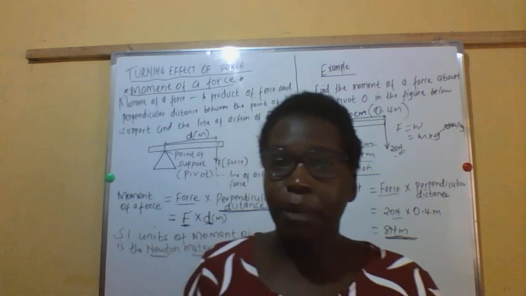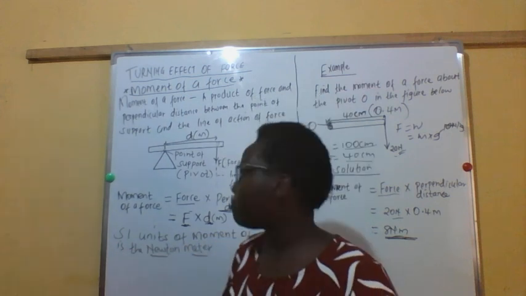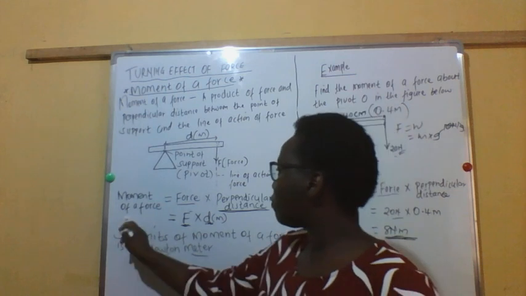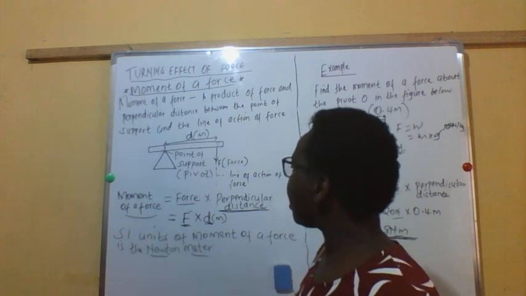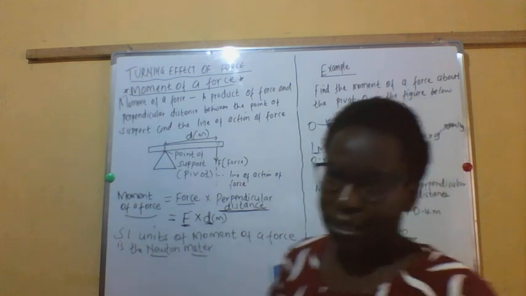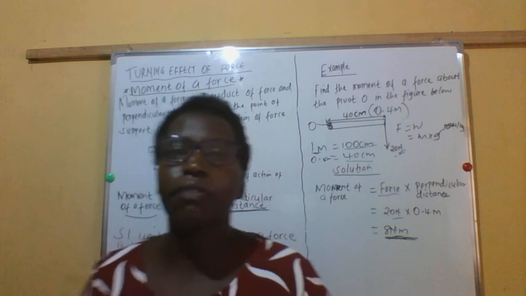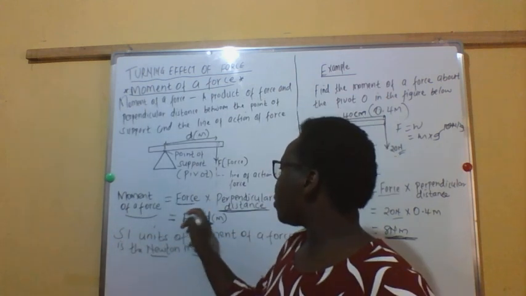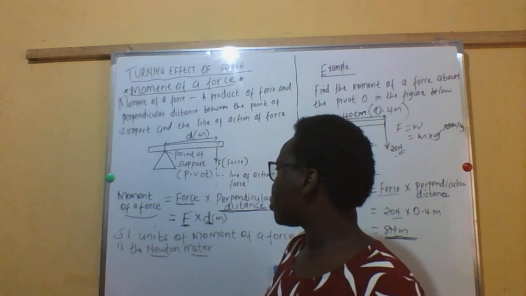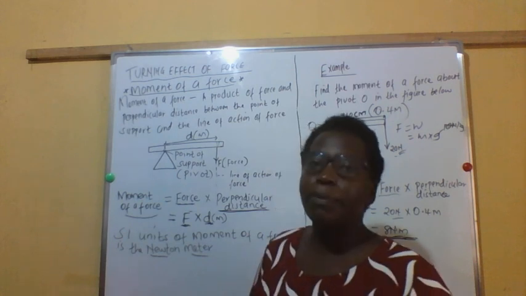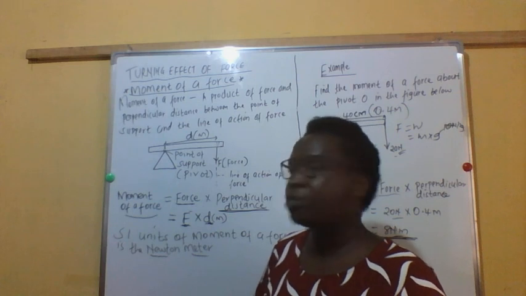And therefore, from the moment of a force, we come up with the formula of calculating the moment of a force. So the moment of a force is calculated as force multiplied by the perpendicular distance. And this distance should be in meters. And force should be in newtons, because the SI unit of force is the newton. So the force should be in newtons, and the perpendicular distance between the point of support and the line of action should be in meters.